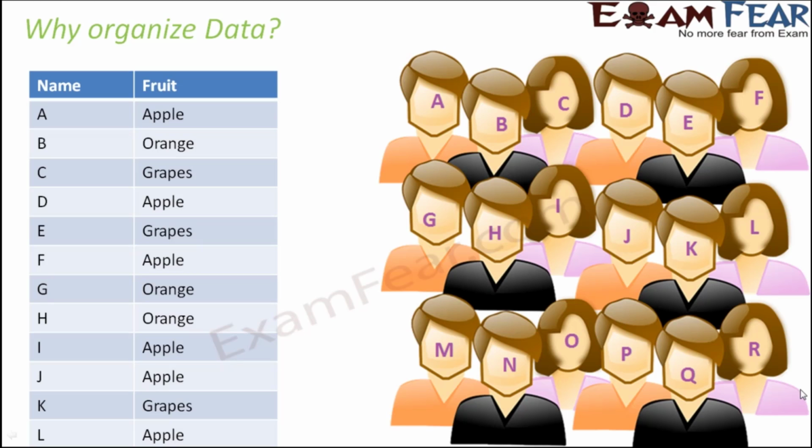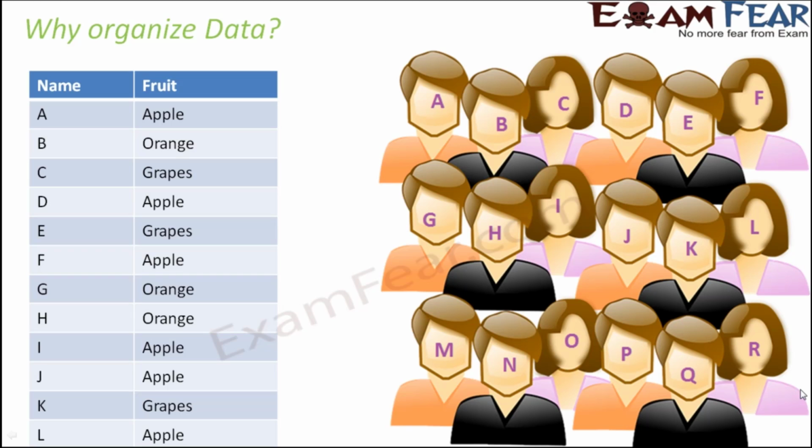So what do you see on the screen? You can see a bunch of people, a group of people, a lot of people. For the sake of convenience, we have named them as A, B, C, D, E, F and so on. So you have so many people, and there was a survey which was conducted to know which is the favorite fruit of each one of them. Now some of them told apple, some told orange, some told grapes. So different people have different choices.